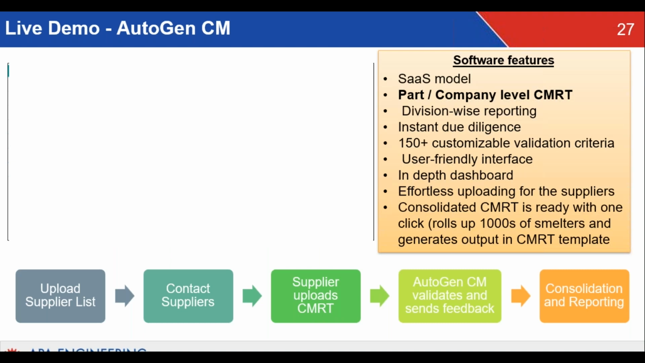We at APA can also upload the CMRT from the supplier if they directly send the CMRT template over email. Fourth, the tool will process the template data automatically, validate it with respect to 150 plus customizable validation criteria, and throw an exception report. Lastly, the report can be consolidated in a single click irrespective of the smelter. Next slide.